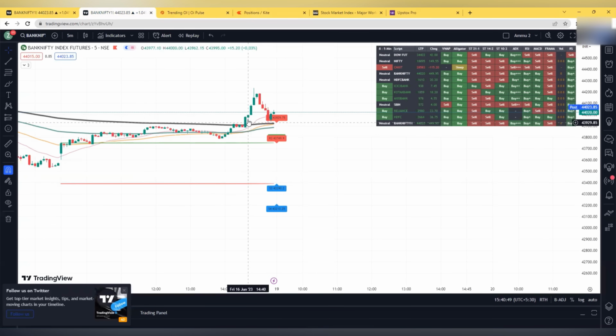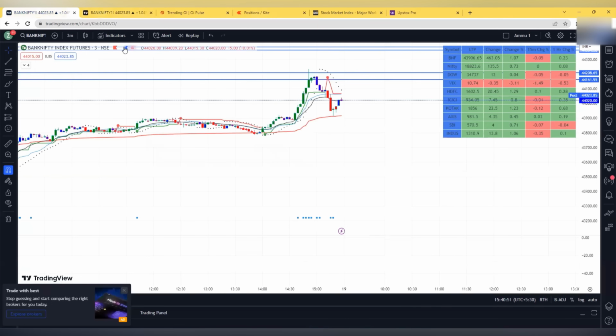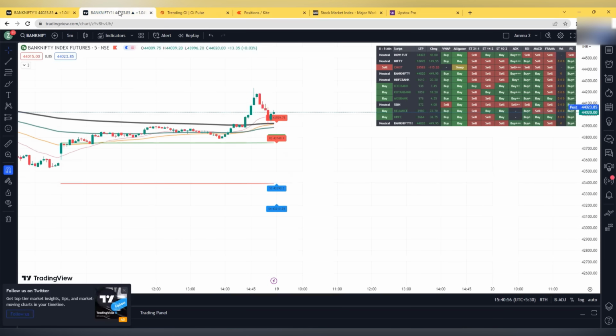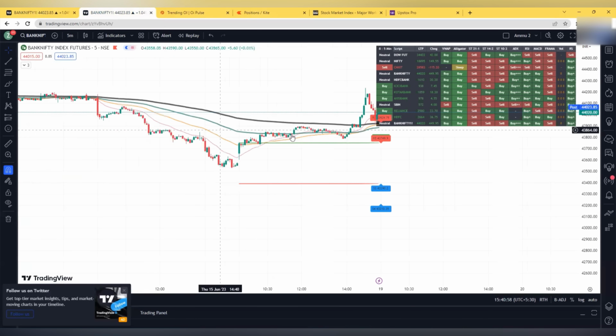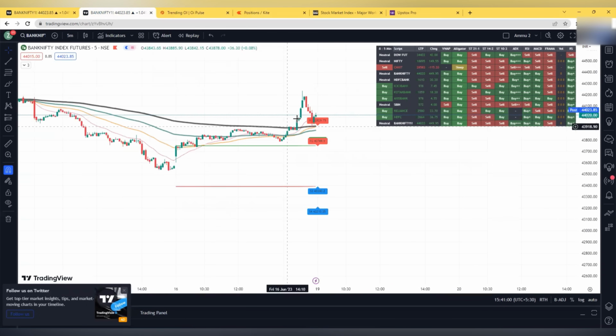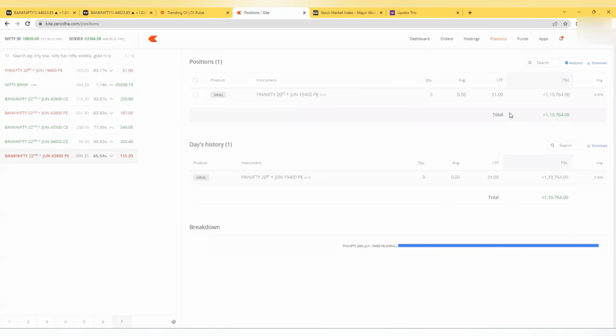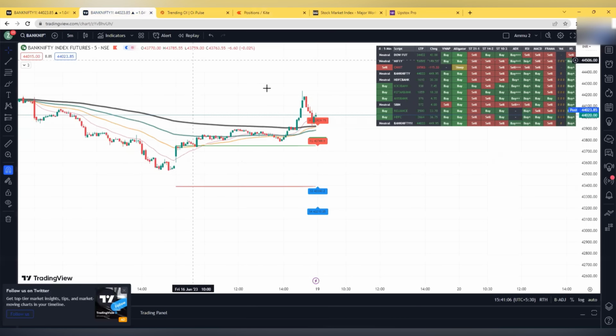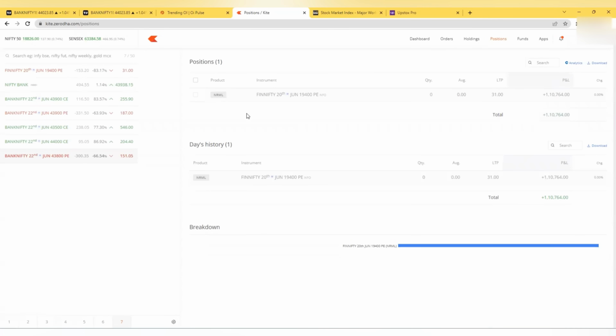Breakouts are not convincing, but here only we got that good move. That is again VWAP support only. But I did not trade Bank Nifty because I was not convinced with this up move. I was not expecting this kind of short covering. So what I decided is I'll trade Fin Nifty if I get an opportunity on the downside. So I took some trades here on the downside. These are the two trades that I have taken and made a profit of 1,10,000.